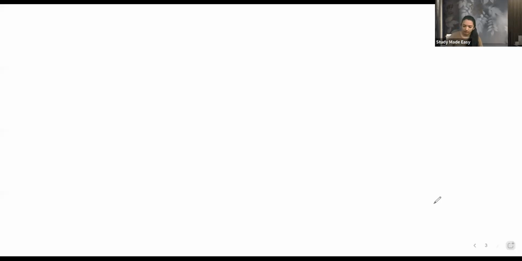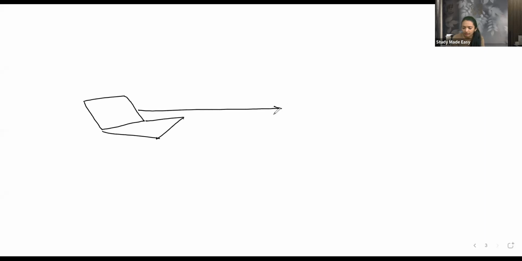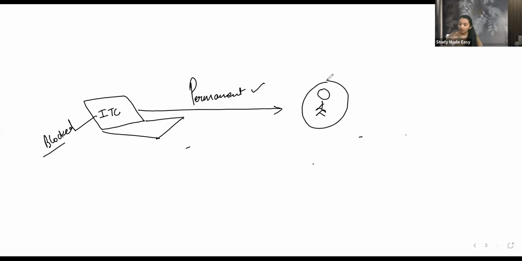Example number 3. Again, this is my laptop. I am giving this laptop to a person, and that is a permanent transfer. ITC blocked. Due to any reason, the ITC has been blocked on such asset. However, it is a permanent transfer, and there is no consideration.